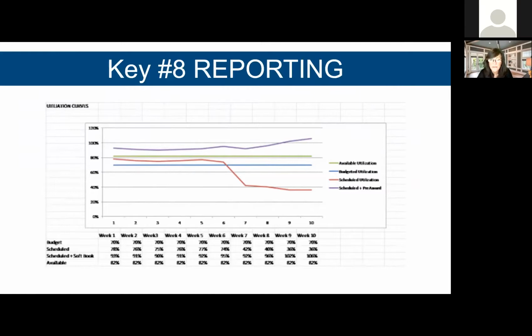However, what I find is that many companies don't have it broken down and are not able to slice and dice the utilization reporting at the levels that you need to. So here's what was available this week for people to be working. Here's what we budgeted. Here's what we scheduled. And here's what they actually worked.